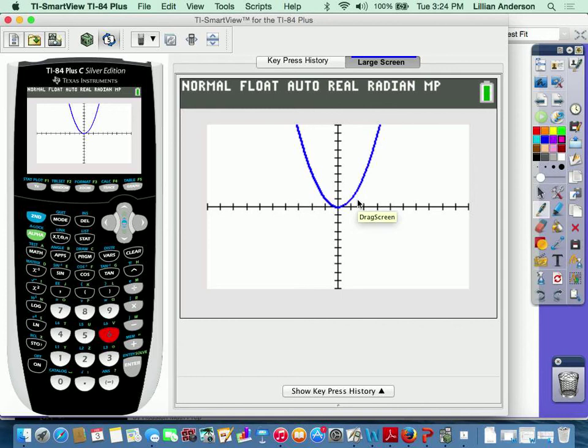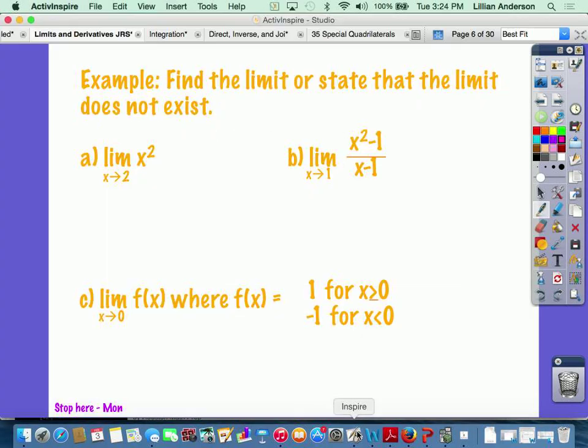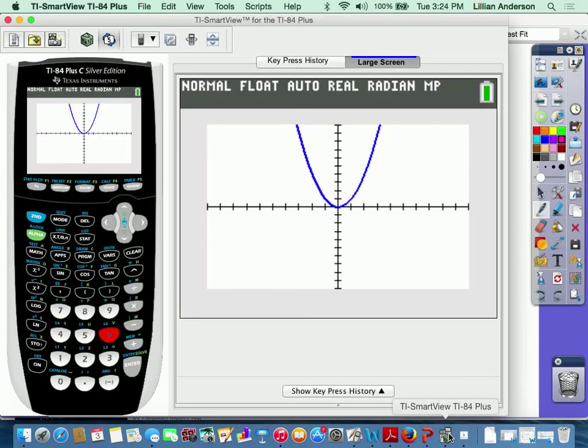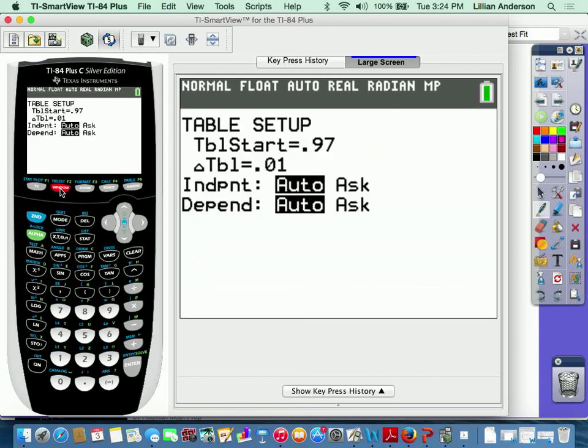It might be kind of hard to see with the graph, so you might actually want to look at the table. We're going to need to change some settings first. Just real quick, yes, I want to make sure we're approaching 2. So you're going to press the second button, and you're going to press the table set button. I'm going to start at 2, because I want to see what's happening as x approaches 2. And you see where it has this little triangle TBL? That basically means how much do I want the x values to increase? And I'm going to leave that as 0.01.